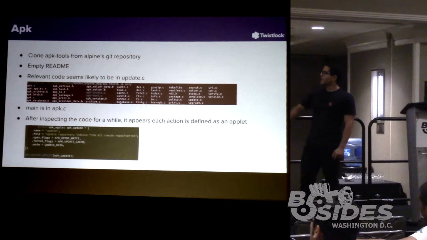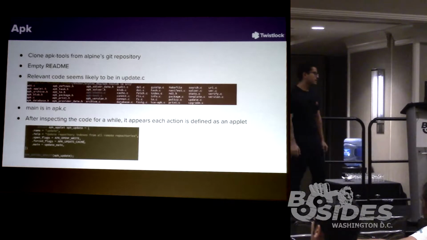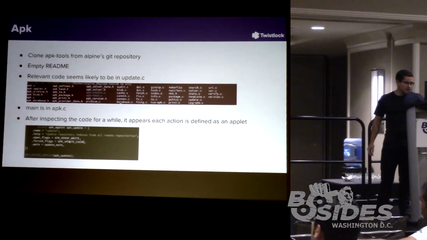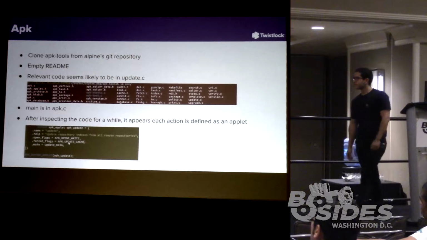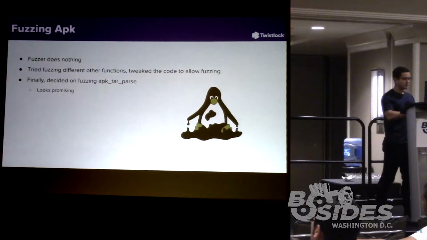The main was in apk.c. That was another file. And in update.c, at the end, it had this piece of code that said, all right, that's an update applet. They had their own definition of applet. And inside it, I found that apk update cache flag. Okay? So I just grabbed that in all the source files.